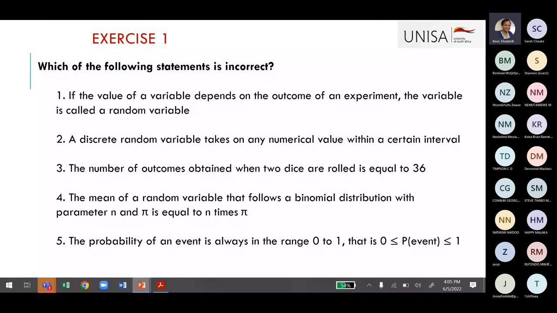Your first exercise, which of the following statements is incorrect? So it means we're going to evaluate each and every statement. We can do this together for now. For the ones where it requires you to do some calculations, I can give you some time to look at that. So let's go with option number 1 says, if the value of a variable depends on the outcome of an experiment, the variable is called a random variable. This is also related to what we have covered last time.